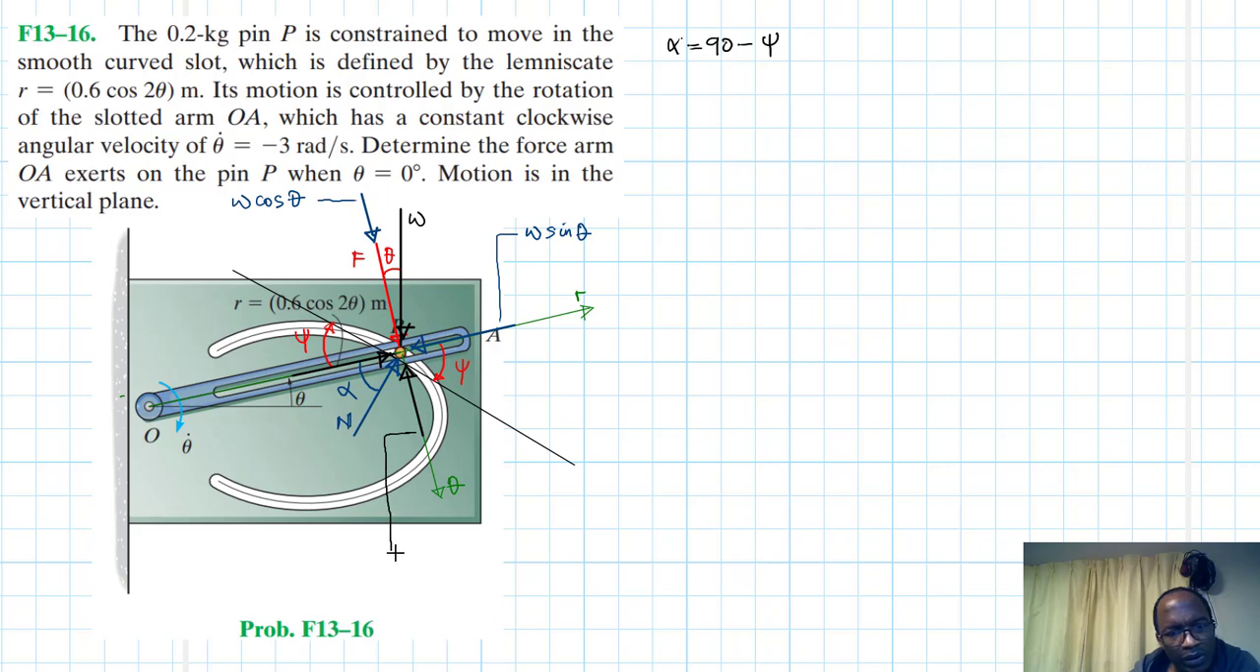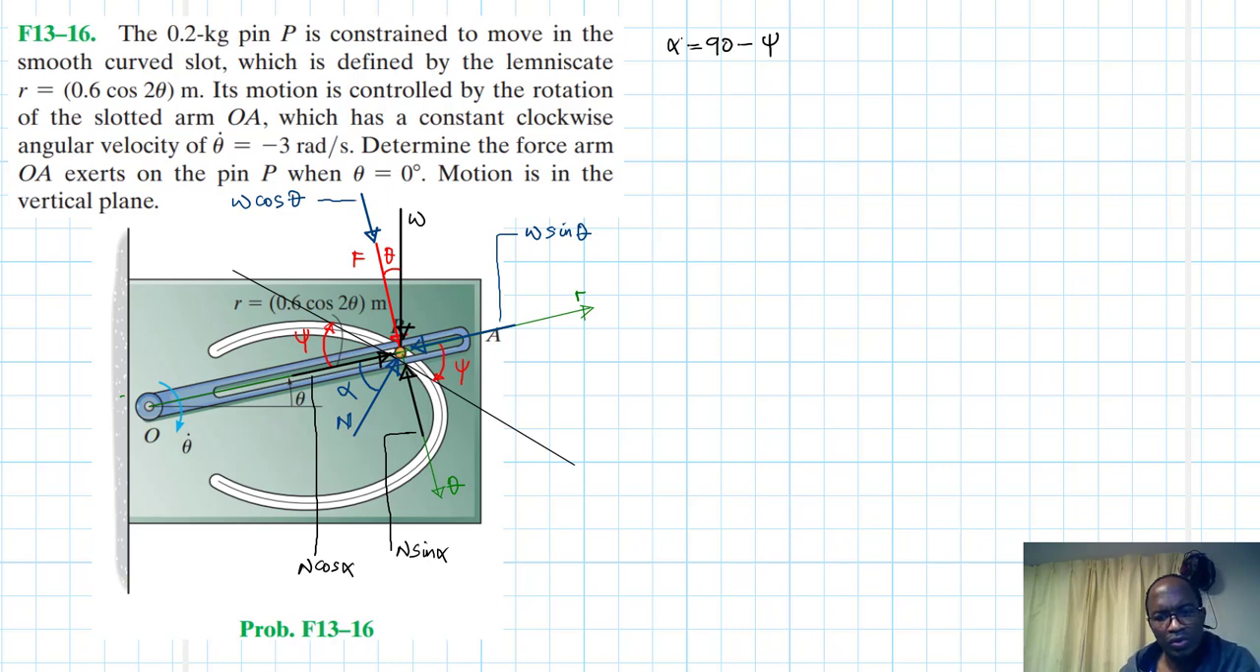Okay, so this one is n sine alpha, and then we do have, there we go, and then this one is n cos alpha. Okay, so we have n, we have w, we have f. So this is really about it.